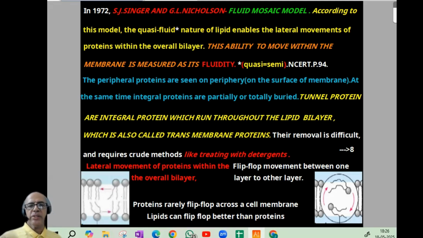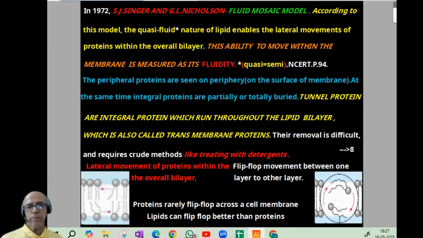Now, peripheral proteins are seen on the periphery, that is how the term came, on the surface of the membrane. At the same time, integral proteins are partially or totally buried. They have some names like tunnel proteins or integral proteins, which run throughout the lipid bilayer, also called transmembrane proteins, and their removal is difficult and requires crude methods. Again, a previous question, like treating with detergents. Using detergents, we can remove them by crude methods. NCERT famous entrance question: treating with detergents.